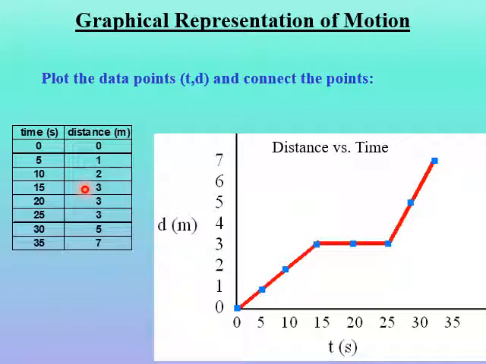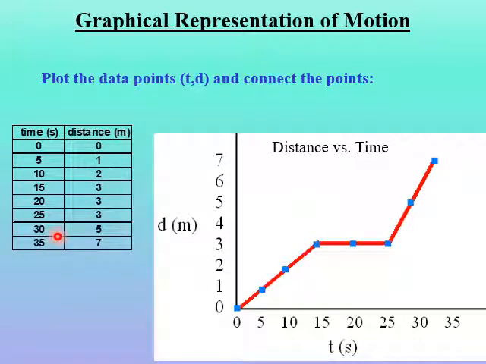Now at that point, she waited and rested. So at 20 seconds, she was still at 3 meters. At 25 seconds, still at 3 meters, and at that point she started walking more quickly. So in the next 5 seconds, from 25 to 30 seconds, she got all the way from 3 meters to 5 meters. In other words, she covered 2 meters during that time.